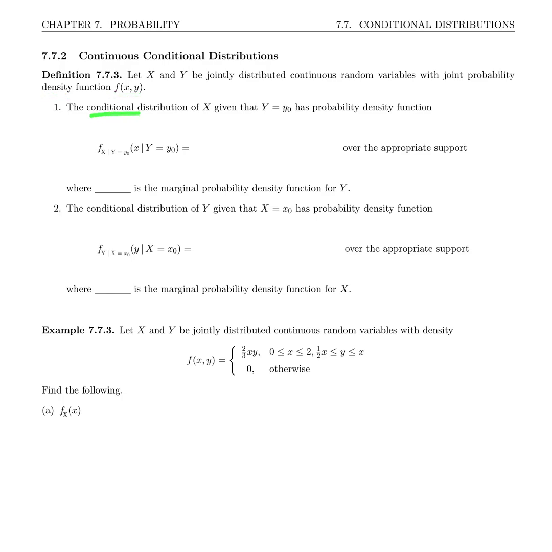The conditional distribution of X given that Y is equal to y naught has probability density function f sub X given Y equal to y naught of x given that Y is equal to y naught, which is f of x, y naught, so that is the joint density function where we plug in this constant y naught value, divided by f sub Y of y naught, where f sub Y of y naught is the marginal probability density for Y, and this is valid over the appropriate support.